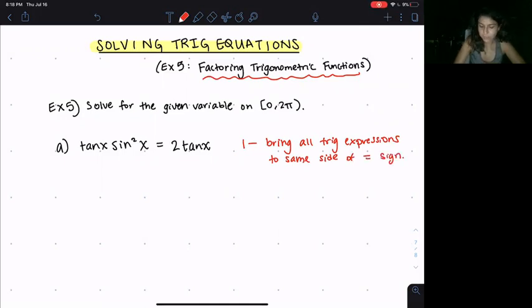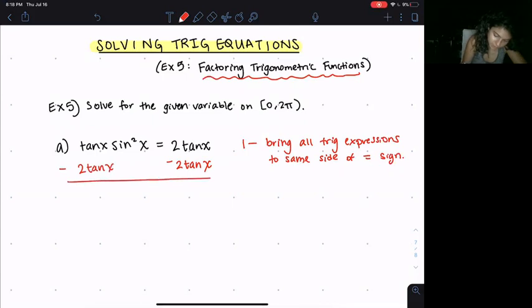And in example 2 of this lesson, we then collected like terms. You're going to see that we can't do that in this case, but let's give it a shot and see what we get. So let's minus 2 tangent x on both sides. Minus 2 tangent x on both sides. And these are going to cancel.